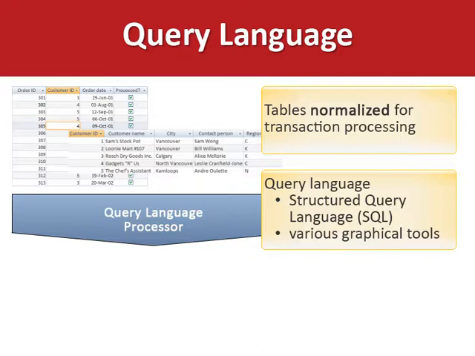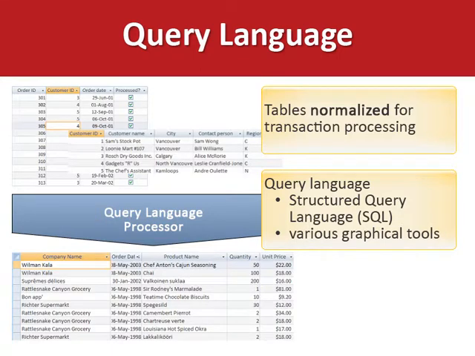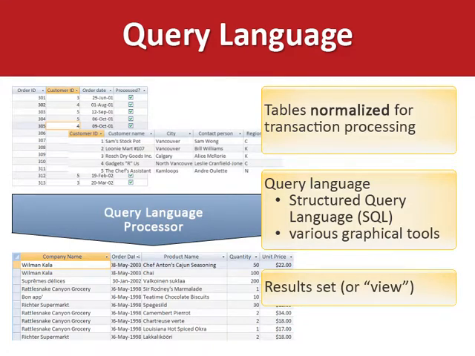Once our query is run or executed by the query language processor, we end up with a result set or view. This is like a virtual table. It's created dynamically by the query processor, and although it looks like a table, it's not stored anywhere in the database. It's built from the data taken from multiple tables and multiple locations.